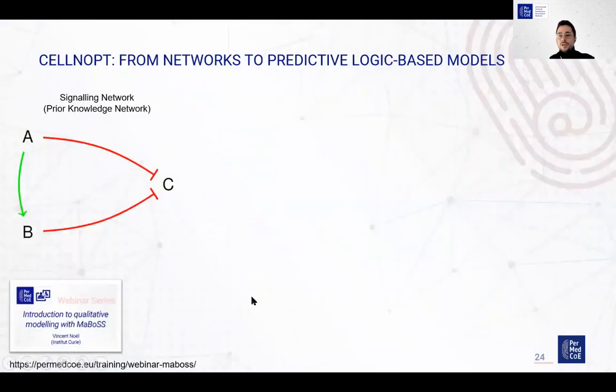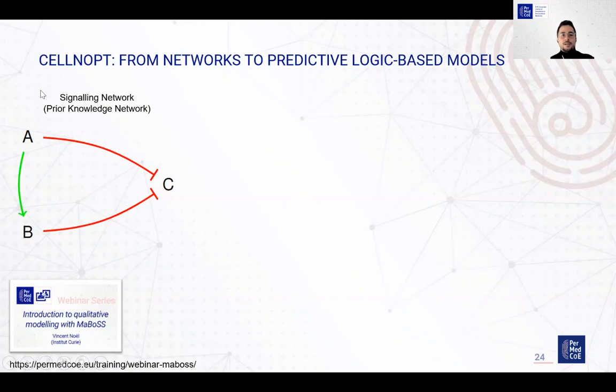So in order to understand what CellNOpt does, it's important to first move from this network representation to something that we can use for computations, for making predictions. I just took those slides from a previous webinar that Bansand from Institute Koei did. I put the link here on the bottom. I strongly suggest you check the video because it's very nice and it explains those kinds of concepts really well.